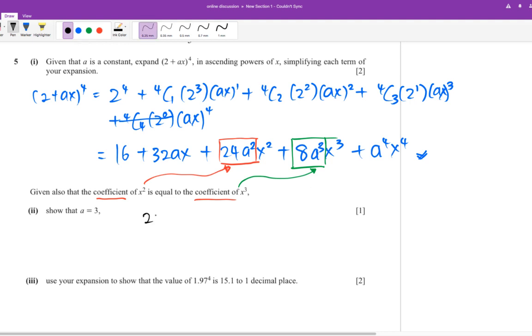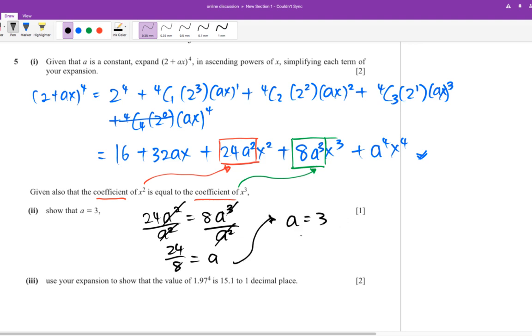So therefore, the question is telling me 24a squared is equal to 8a cubed. Then I divide a squared for both. That means I divide a squared for both. I will simplify and be left with a here. So a equals 24 divided by 8. Therefore, a will equal 3. The question asked me to show, so I will show it.